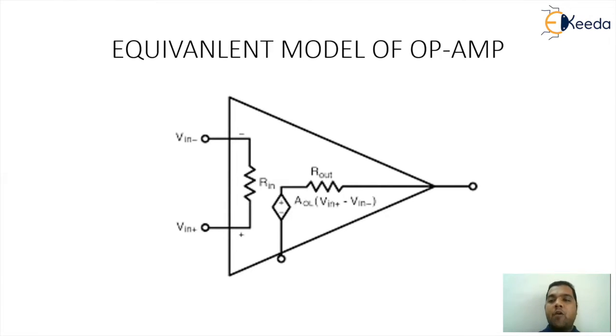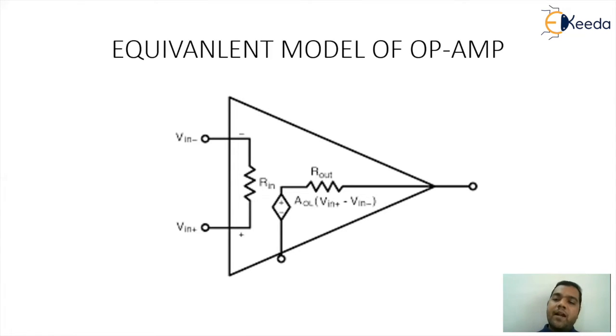When we talk about the output VO, its value is defined as AV into (V1 minus V2), where you can see a dependent source along with a resistance R out in series with it. That is the output resistance of the op-amp. This is basically the equivalent circuit of the op-amp. So VO is equal to AV into (V1 minus V2), where V1 is the non-inverting input and V2 is the inverting input.